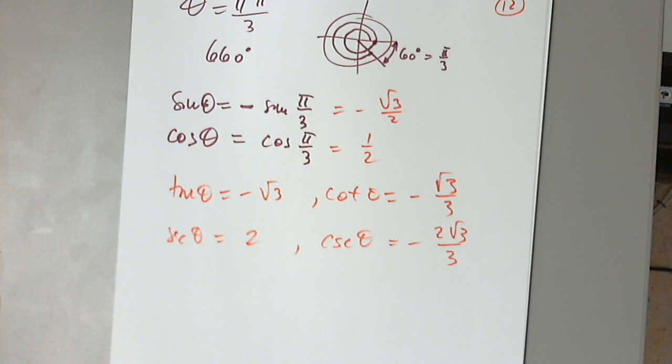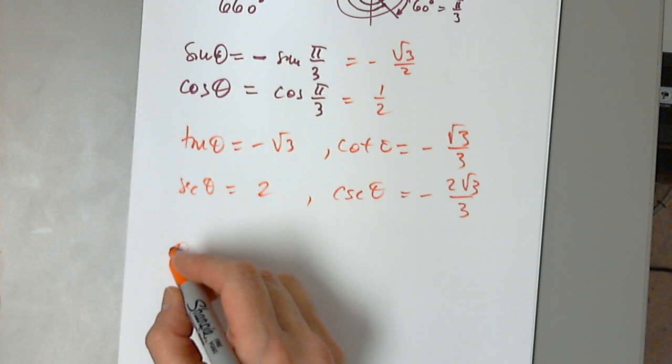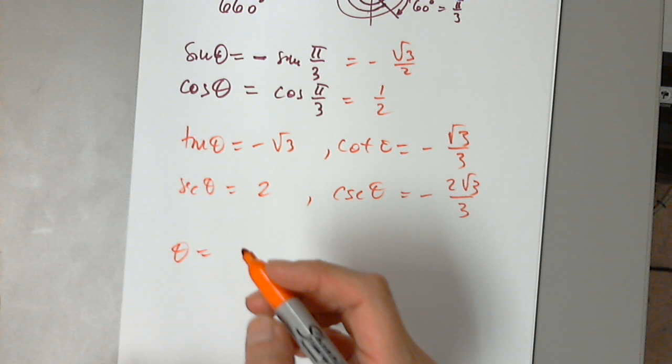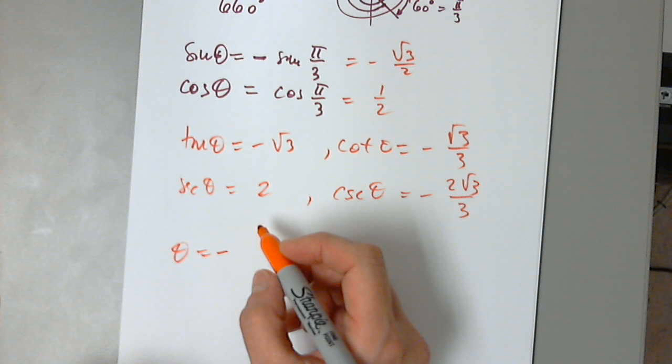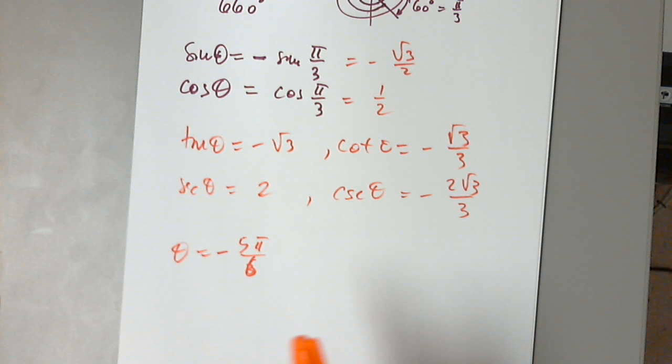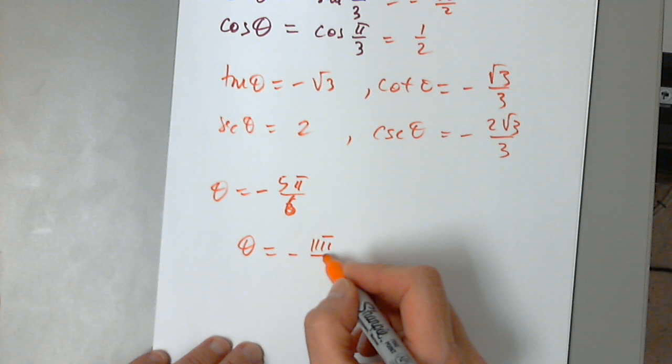Yes, please. What if we have a negative sign at the angle? Very good. So you want a different angle? Yes, the same angle with the negative sign. Let's say negative 5 pi over 3 or negative 5 pi over 6. Okay, very good. So then theta equals negative 11 pi over 3.